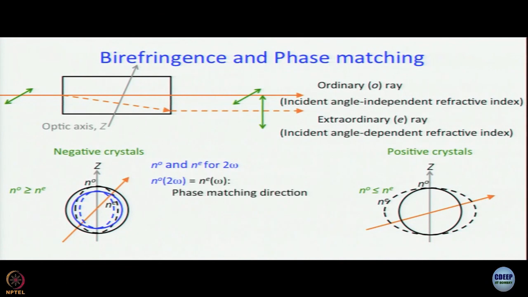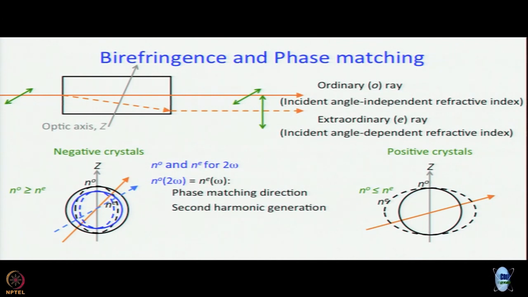Okay? Now comes the climax. Are you okay so far? Now see, look very carefully. There are 4 points at which NO for 2 omega and NE for omega have the same value. 4 points at which NO for 2 omega, the blue circle, has cut the surface for NE for omega, the black dashed ellipse. Is that right? I will show you one. Look at this point.